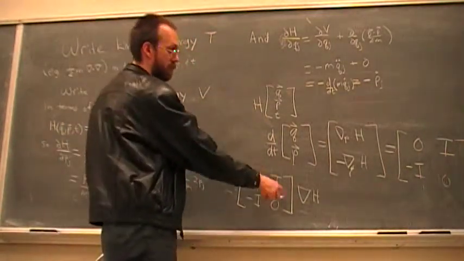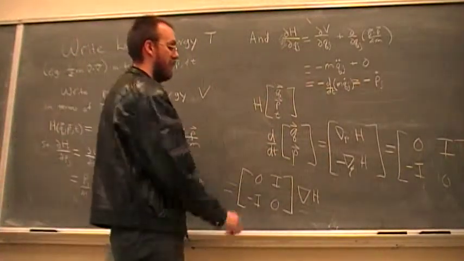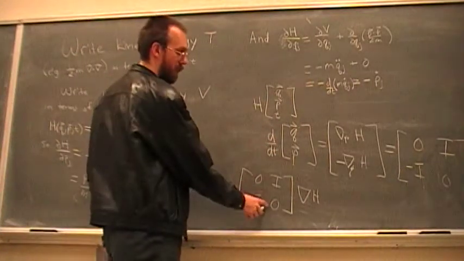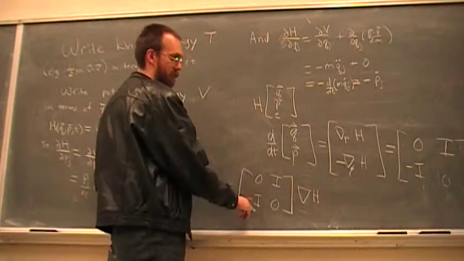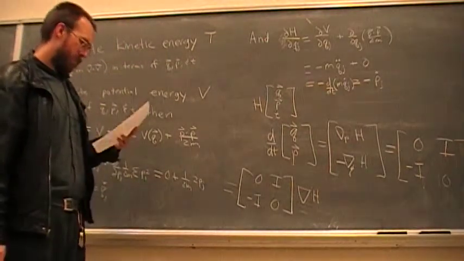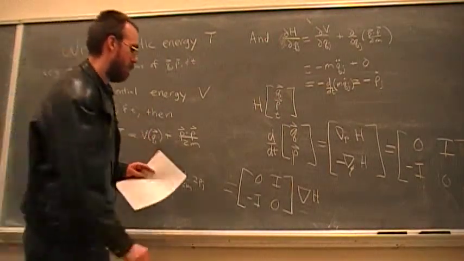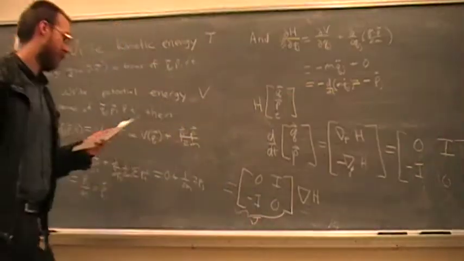So it's traditional to call this matrix J. It has a nice property that if you square it, you're going to get -1. These are just block diagonal matrices. Here's a 3 by 3 identity matrix, 3 by 3 identity, and the 0 matrices. So we can call that J.